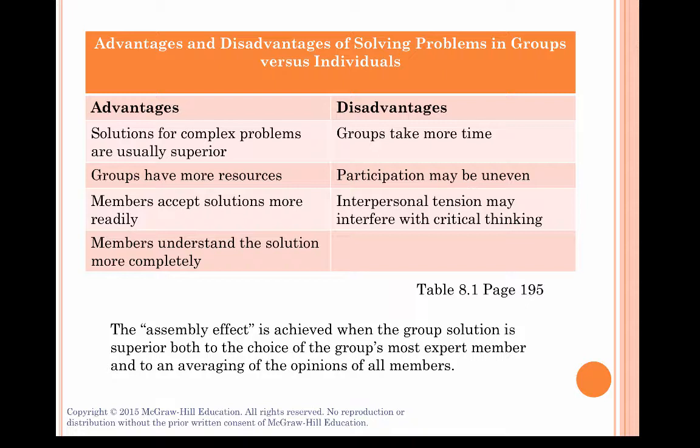This happens when groups work interdependently, discussing all aspects of the problem and potential solutions. Groups have more resources and more access to those resources, and members who work well together can understand and accept solutions more readily and completely. Of course, group work isn't perfect. Some of the disadvantages are that group work does take more time, and depending on the makeup of the group, participation may not be equal among the members. Also, interpersonal tension can sometimes get in the way.